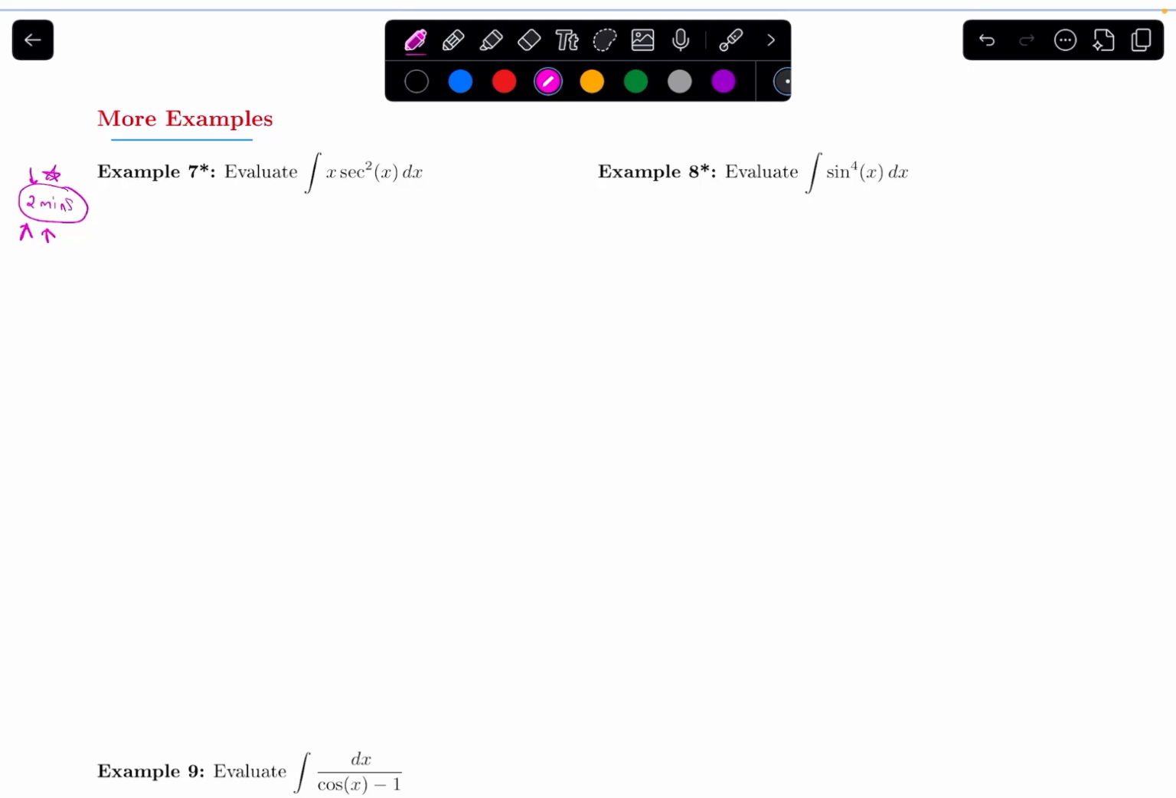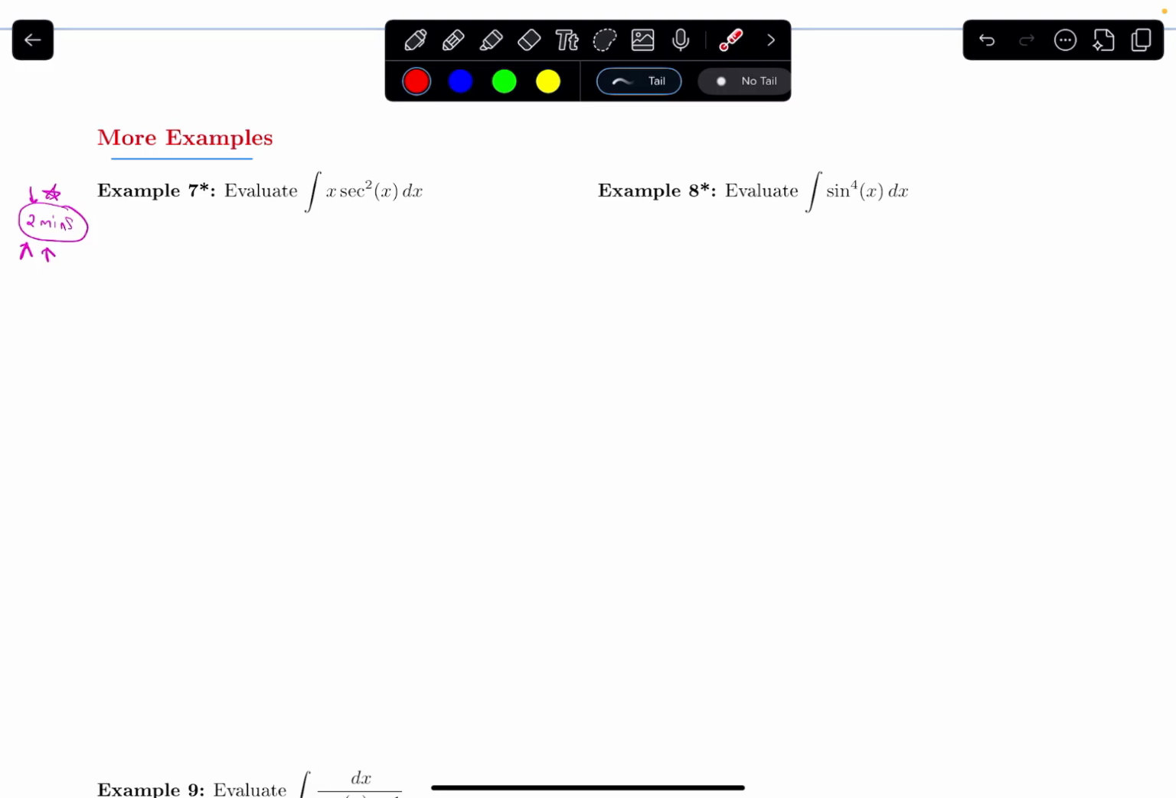All right, so hopefully you did that. Hopefully you paused it and tried it. Let us talk about it. So in this problem, one of the things I notice is we have a product of functions, x times secant squared of x. One of those functions is a trig function. One of them is a polynomial function. So I'm going to do integration by parts.